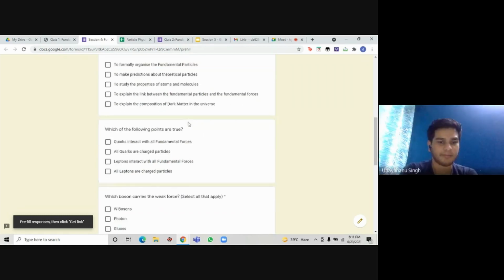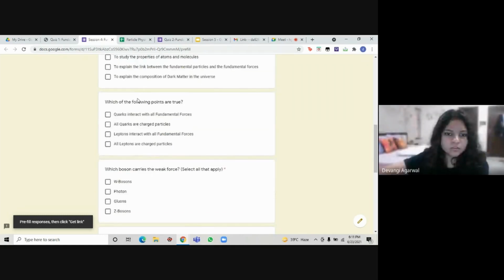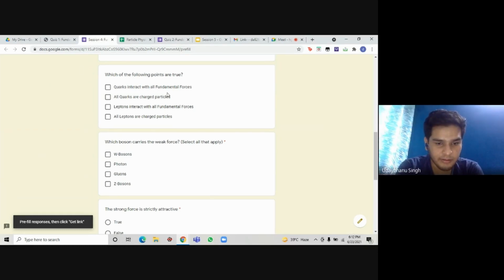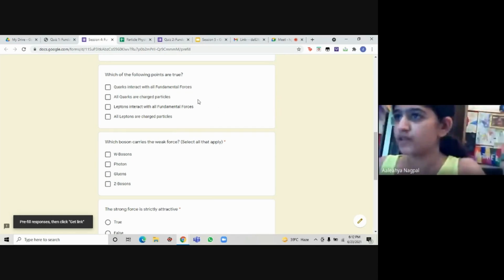Yes. All right. Next, which of the following points are true? Would anyone like to try this? Then will you explain it? All right. I think Alia was raising a hand. Yes, so I think the first and the third statements are correct: quarks interact with all fundamental forces, and leptons interact with all fundamental forces.